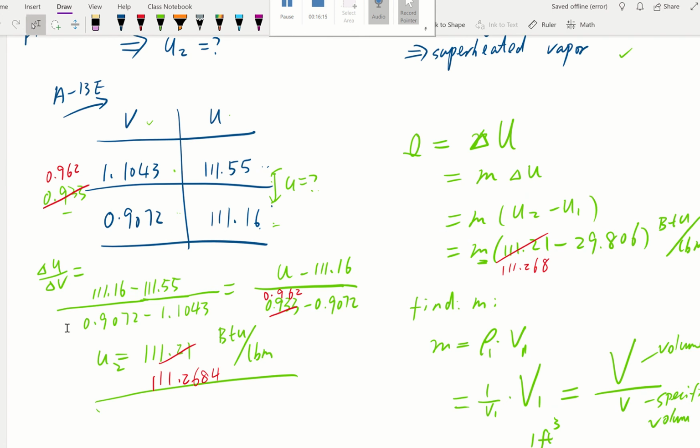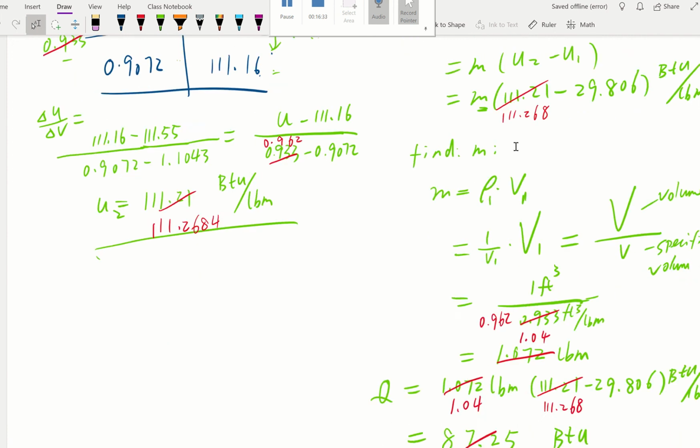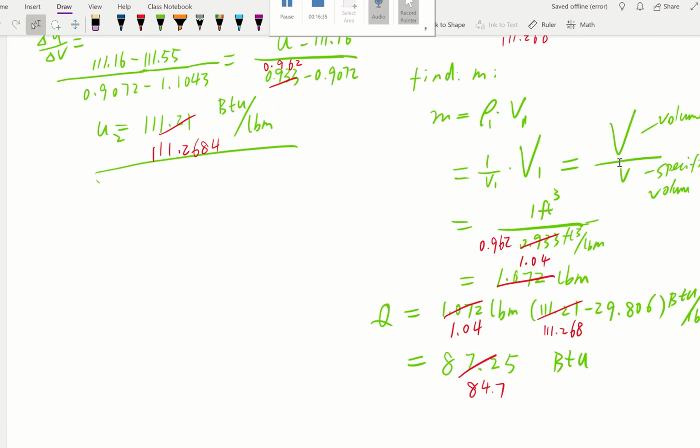However, this changes the linear interpolation. It does not change too much because the difference between U here are similar. So we got 111.2684. It's not much difference, but really the difference is going to be mass, because the mass is big V over small v, and the small v here is 0.962 instead of 0.933. That's 1.04. So with the correct mass, with correct U1, I got 84.7.